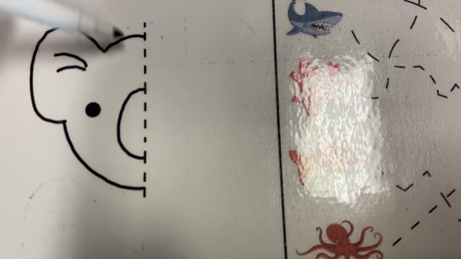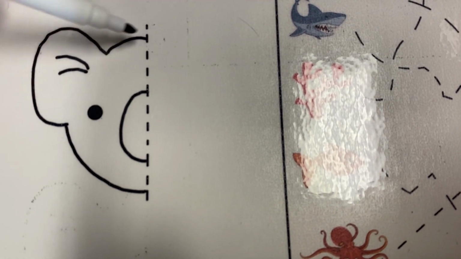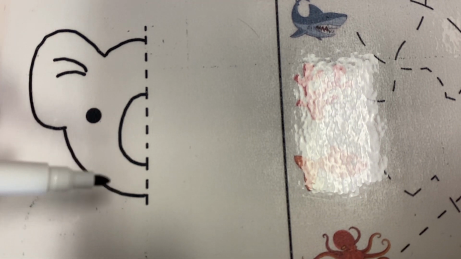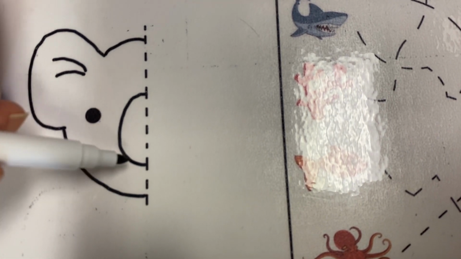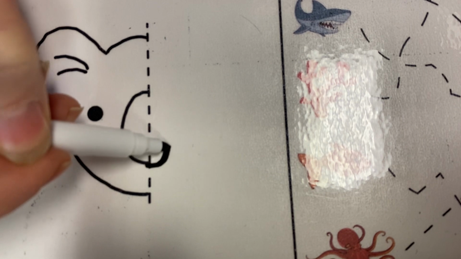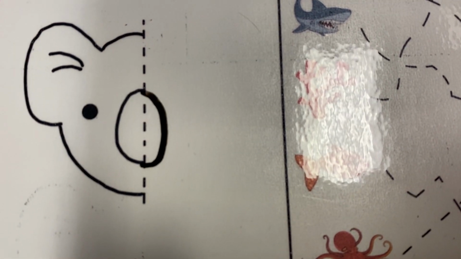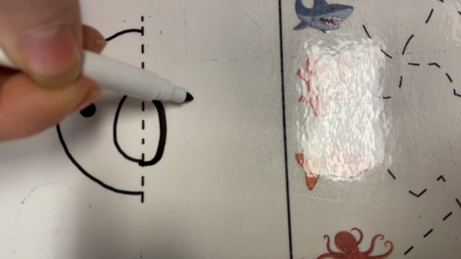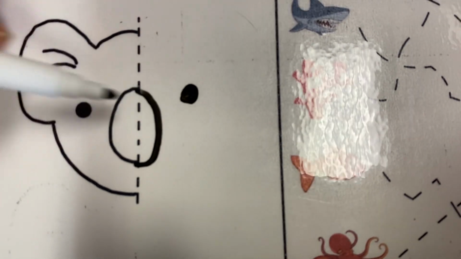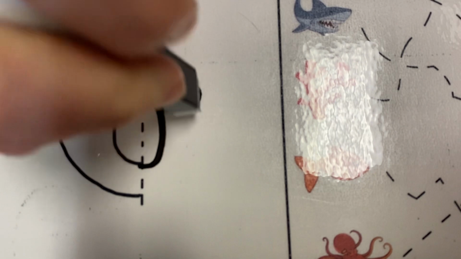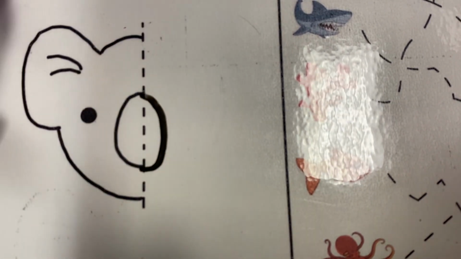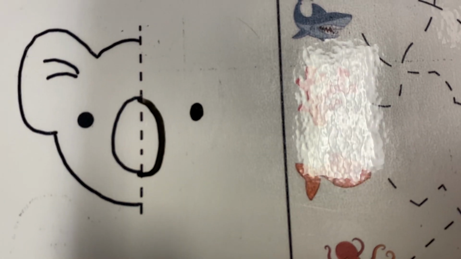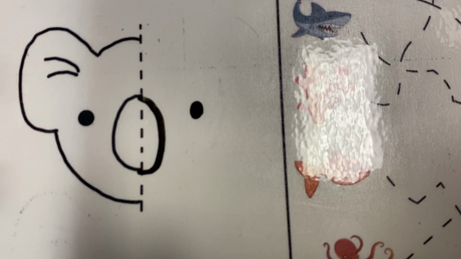Down here, we are going to do symmetry. We're going to try to draw the other side of our koala face. Where do I want to start? Probably here. The nose, yeah. The little snout. That's cute. All right. And then let me see if I can do the eye and match them up. I think it's a little crooked. Maybe right about there. That's good. Okay.